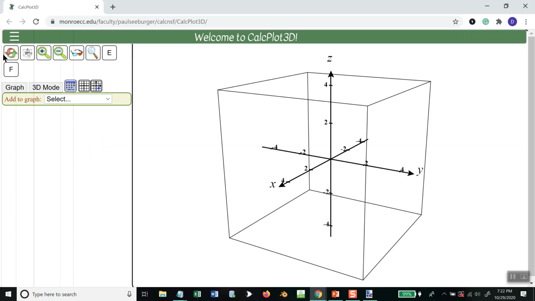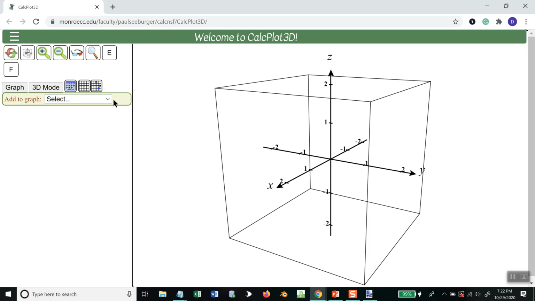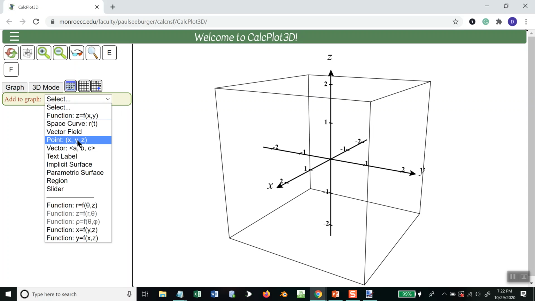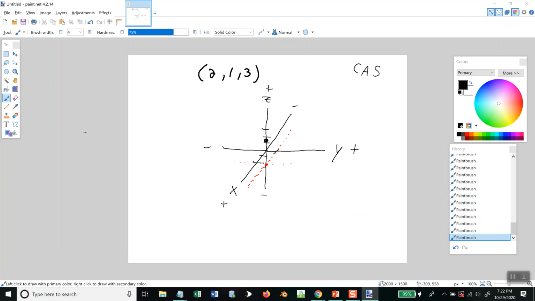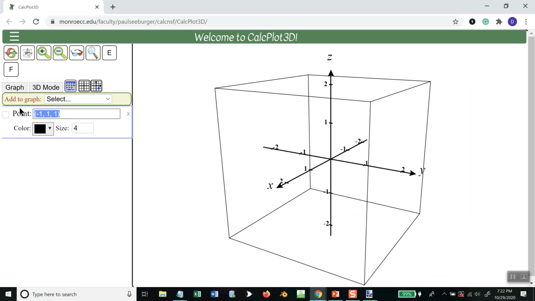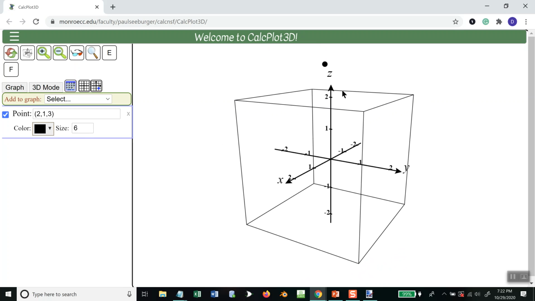Now add the graph. Let me reset this. There we go. Add the graph. You see there's one specific says point. So I choose that. And I'm graphing 2, 1, 3. Four isn't very big, if I remember right. So let me change that to 6. Press enter. Now 2, 1, 3. See how this stopped at 2.